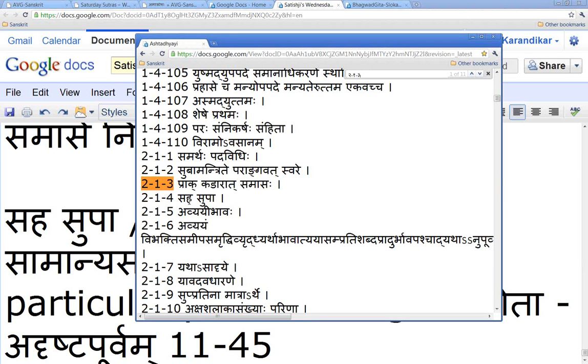Sup, Samarthena Shabdantarena Saha Samasyate. So Sup can compound with another word, just with another word. This doesn't have to be another Sup. So this is another way that they justify it. Sometimes you can also have a compound with a Tingantam Padam. So Sup can compound with another Sup, but may even compound, very rarely, with the Tingantam Padam.